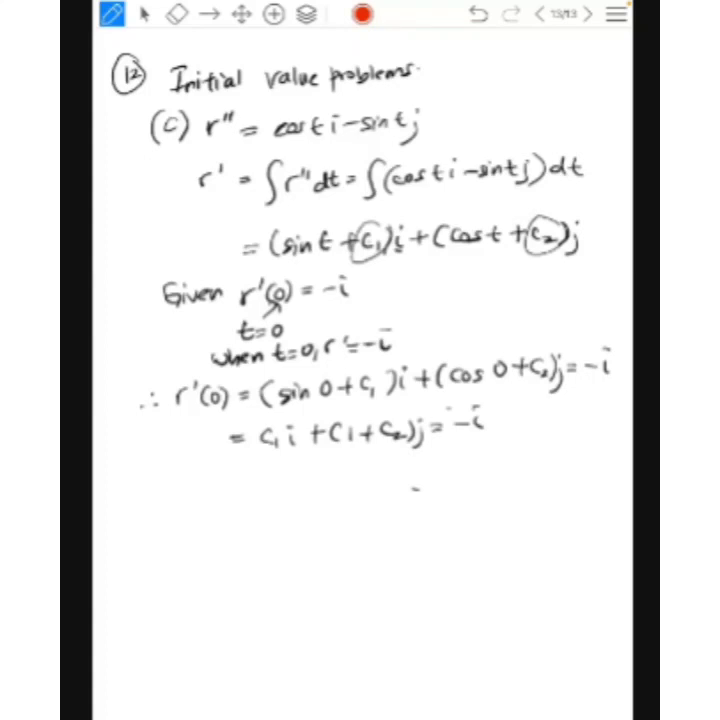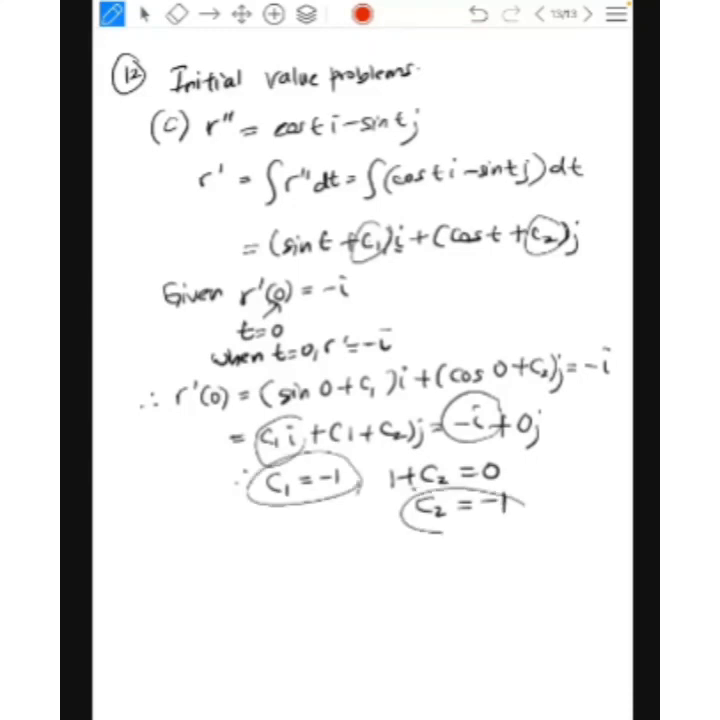Then we equate the left hand side and right hand side. Your right hand side has negative i, your left hand side has C1 i, so i for i. Therefore, C1 is equal to negative 1. How about j? There's no j, so it is actually 0j. So 1 plus C2 is equal to 0, or C2 equals negative 1. You substitute C1 equals negative 1 and C2 equals negative 1 into R prime. Therefore, R prime equals sin t minus 1 for i, plus cos t minus 1 for j.